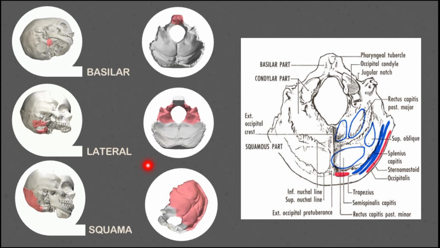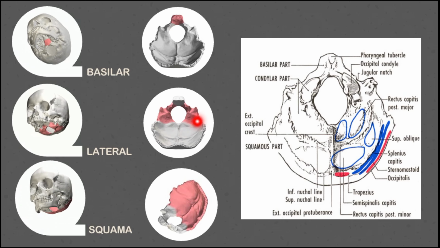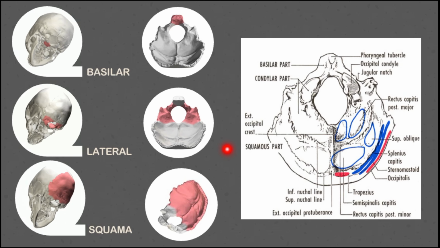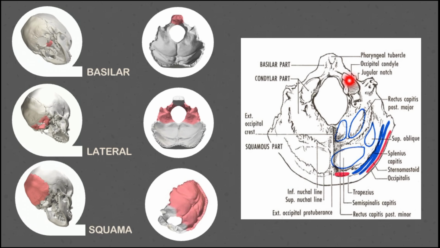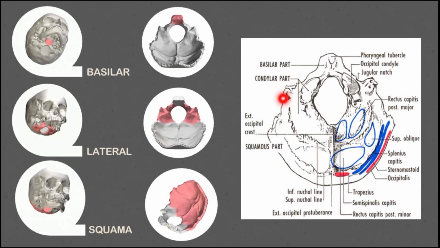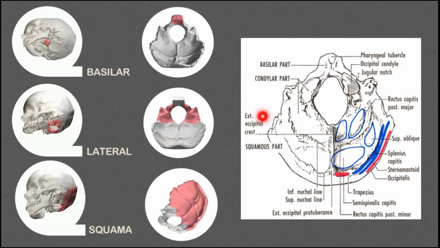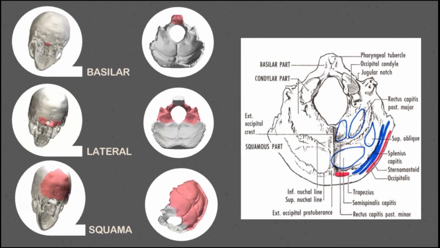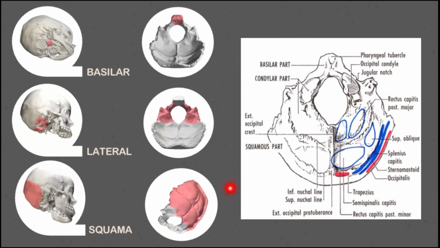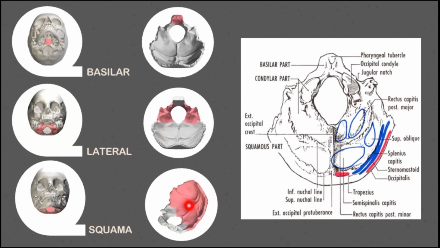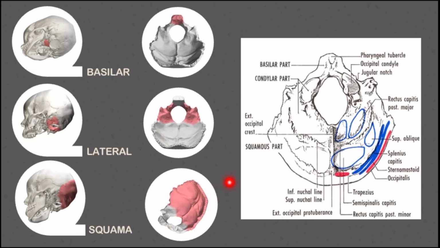Lateral part, located lateral to the foramen magnum. On their undersurface are the condyles for articulation with the atlas. Posterior to them are the condylar canals where the condylar emissary vein passes. And we have the largest part of them, the squamous part, which is located above and behind the foramen magnum.